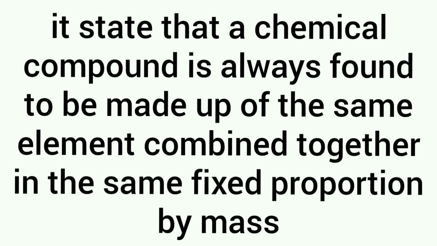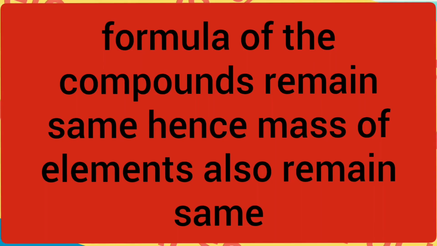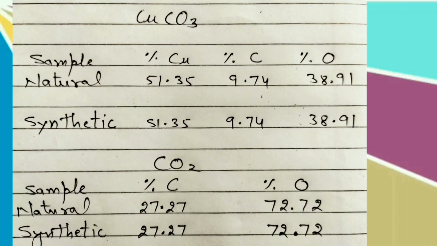That means we can say that if we check the percentage of any element in a compound which is made by a natural process, and the same compound when it is made by an artificial or synthetic process, then we get the percentage of the same element remains the same in both compounds.